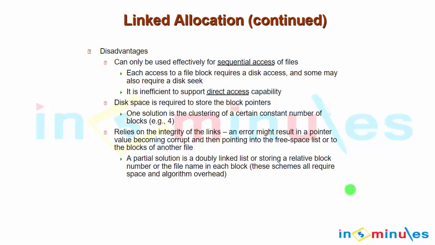There are several disadvantages. One of the major disadvantages of linked allocation is we cannot have direct access or random access. This is because of one simple thing. We need to trace down the entire linked list structure to get to a particular point. So we only have sequential access.